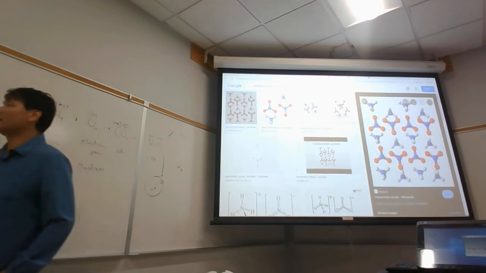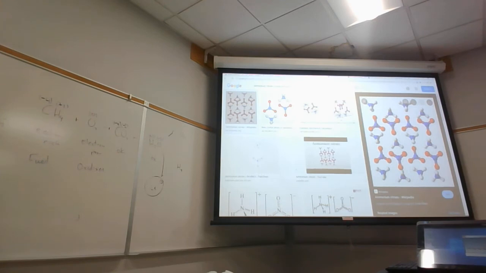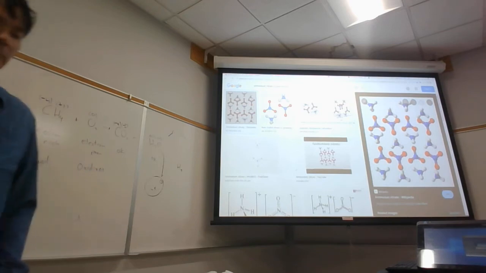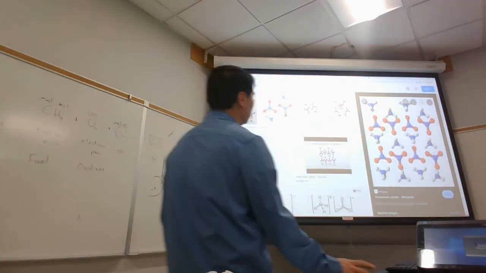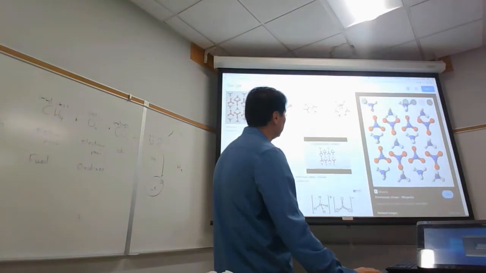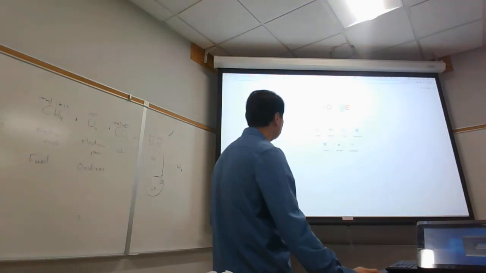So there are lots of compounds like this in chemistry, where you have the fuel and the oxidizer in the same, in this case, in the same lattice. In other cases, you have it in the same molecule. I can just show you one more example here.